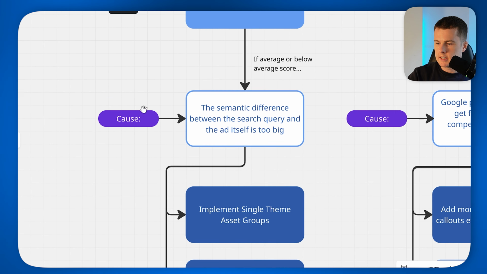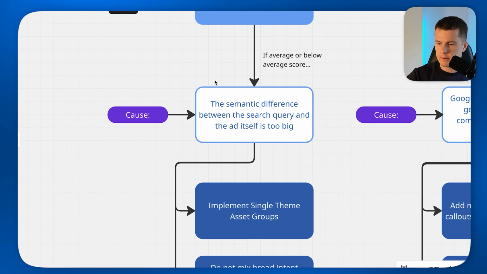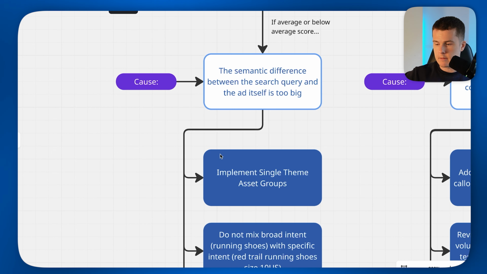So what do we actually need to do then if we're seeing an ad relevance that's either average or below average? These are some tips. The first thing is implement single theme asset groups or ad groups. So if it's a search campaign, it's ad groups. If it's a PMax campaign, it's asset groups. But basically what we want to do is have a series of keywords. I generally say 5 to 8 tops. Any more than that, I feel like I can't get keywords that are closely enough related, because you have to bear in mind that someone searching for one of your keywords and someone else searching for another one of your keywords will be shown the same ad.